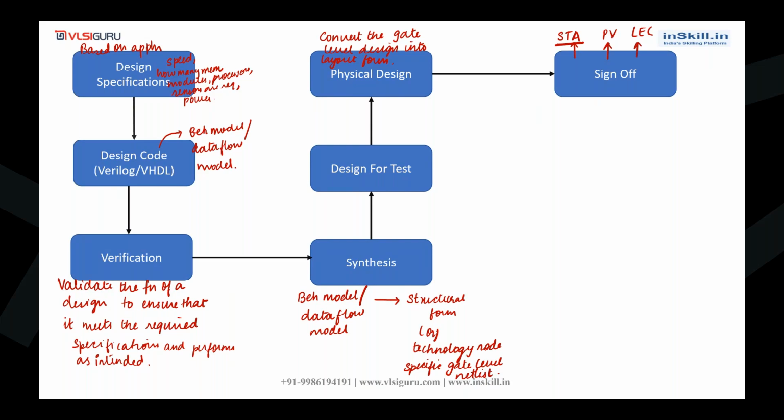STA stands for static timing analysis. As its name suggests, it is a method of validating the timing performance of a design by checking all possible paths for timing violations. And then PV is physical verification, so it is to verify the layout of the circuits.